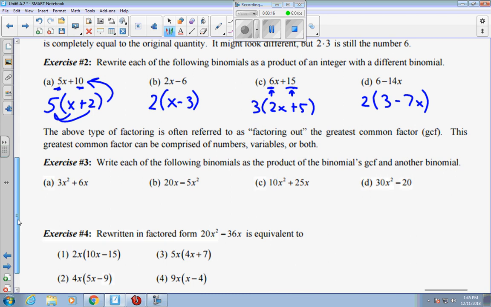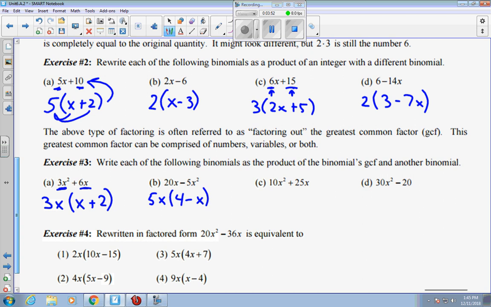You can also have a polynomial with x's in both terms. If there's an x in each term, you can take an x out of the term. So when I look at 3x squared and 6x, I can take a 3 out. I can also take an x out. Then I am left with x plus 2. Next one, I could take a 5 out and an x. Therefore, I am left with 4 minus x.